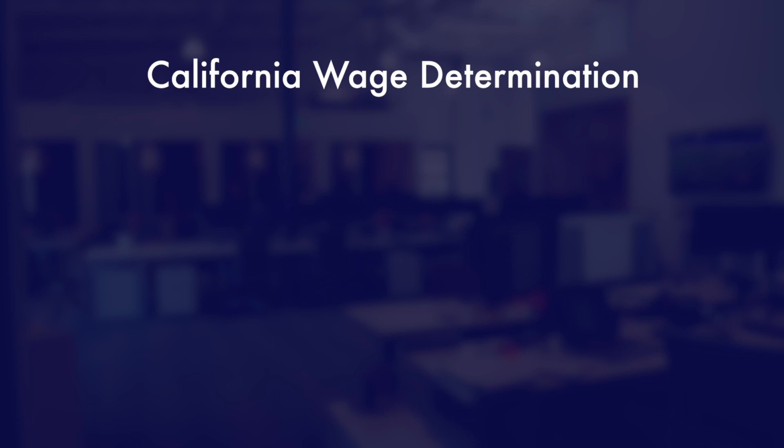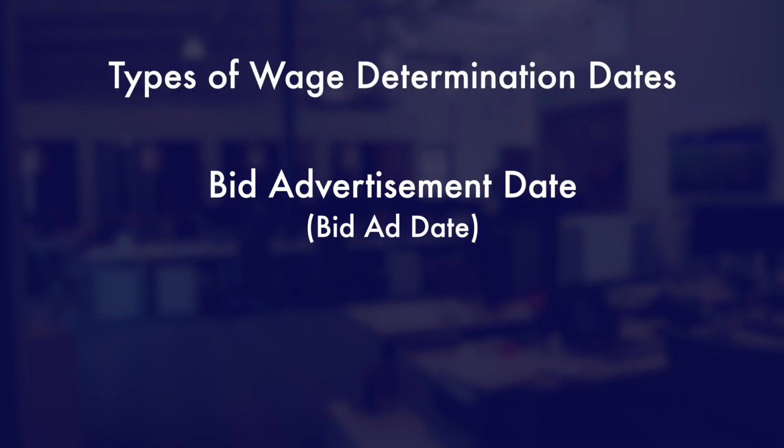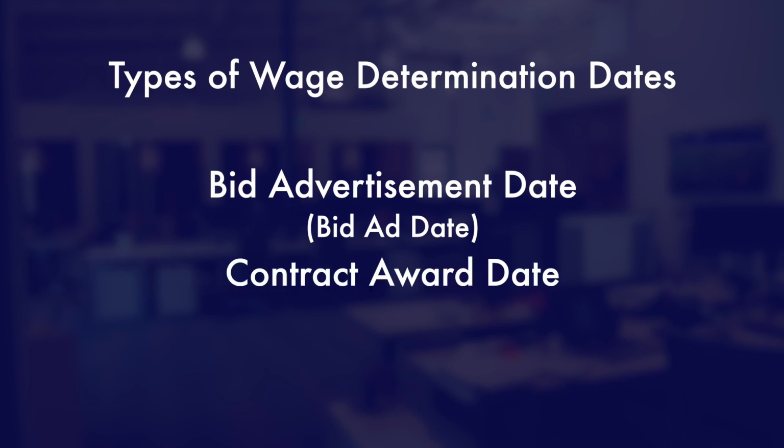In California, the main information you would need to pull your wage determination is your bid advertisement date. In other prevailing wage types or funding sources, you would usually need some kind of date in order to pull your wage determination. This can include a contract award date, a bid due date, or a contract negotiation date. Again, in California, the rule is to use the bid advertisement date.